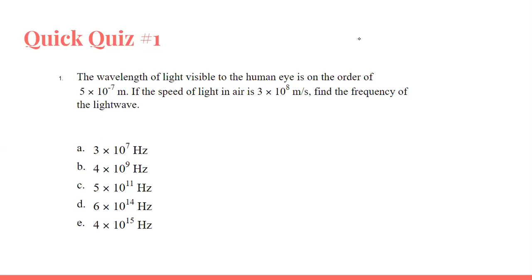So again, remember, even though light is an electromagnetic wave, there is something about it that is true for all waves, mechanical or not.